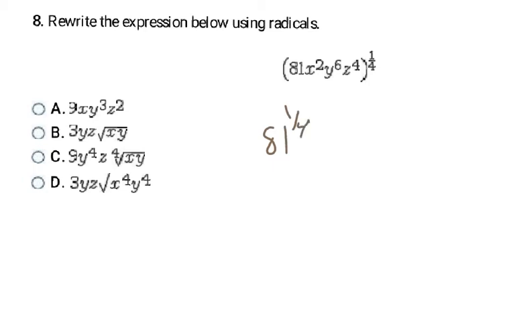And then here, I have to multiply my exponents. So 1/4 times 2 is 1/2. So I have x to the 1/2. And then y to the 6/4. And z to the 4/4.